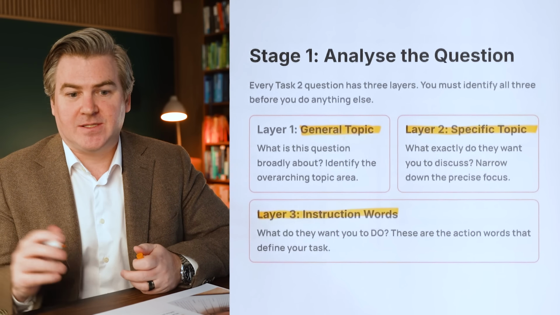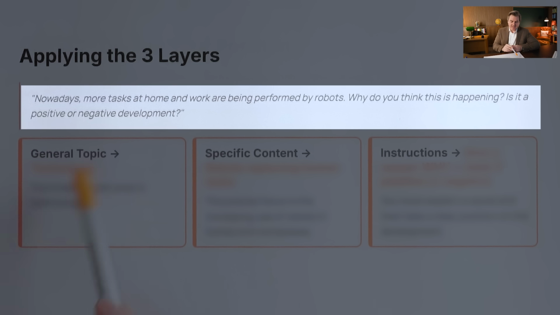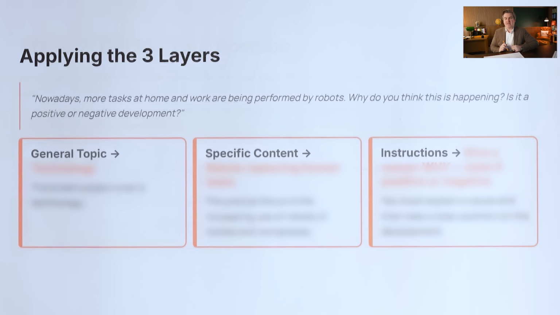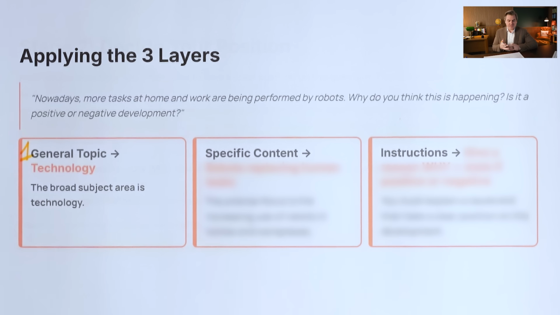So let's look at the sample question. Nowadays, more tasks at home and work are being performed by robots. Why do you think this is happening? Is it a positive or negative development? Let's use this 3-step system. Step 1, what is the general topic? Well, the general topic is technology.